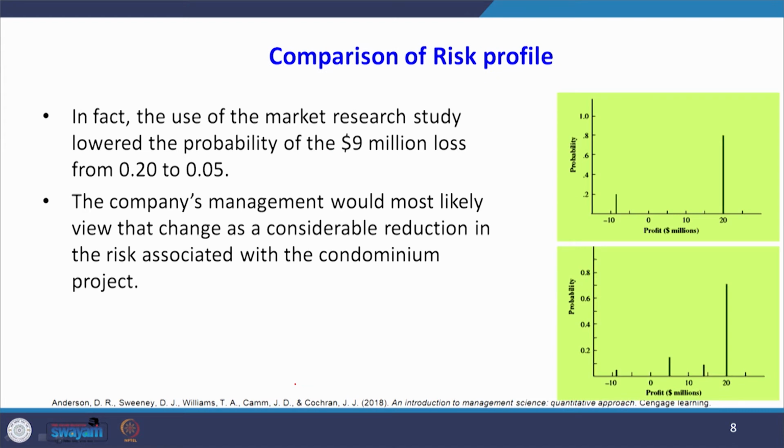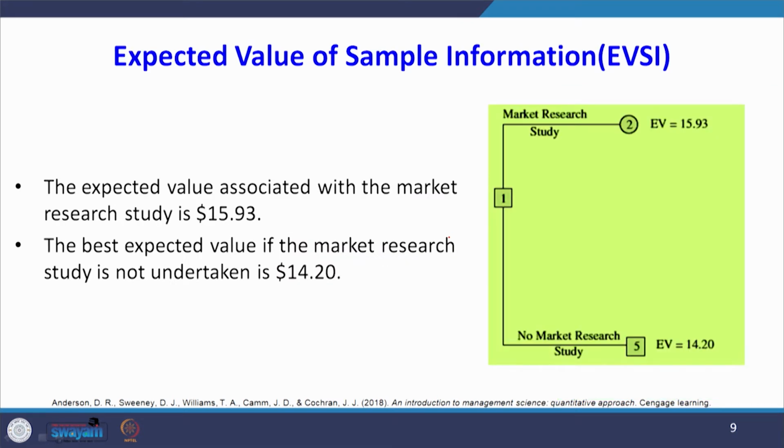In fact, the use of market research study lowered the probability of $9 million loss from 0.2 to 0.05. You see that previously it was minus 9 with 0.2, but now it is minus 9 with only 0.05. So, the company's management would most likely view the change as a considerable reduction. Because of this market research study, there is a considerable reduction in the risk associated with the condominium project. So, it is better to go for market research study.